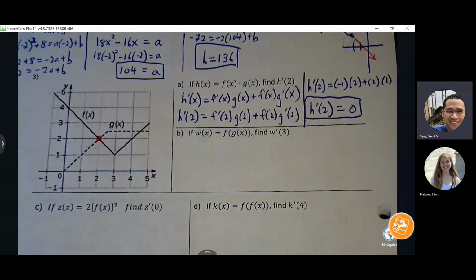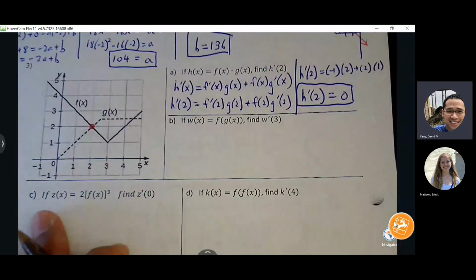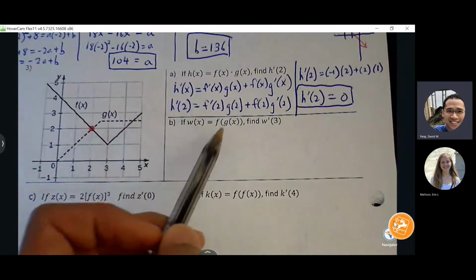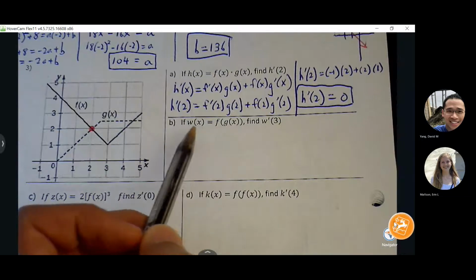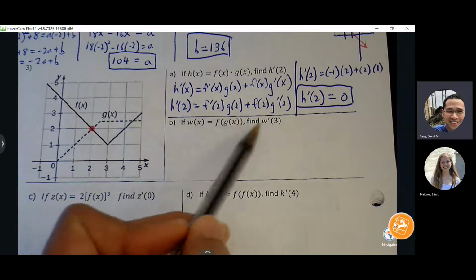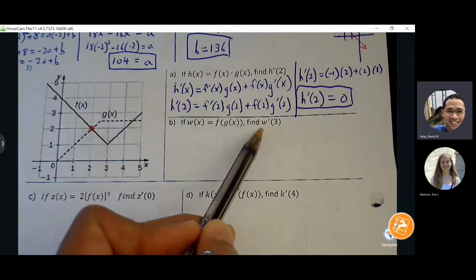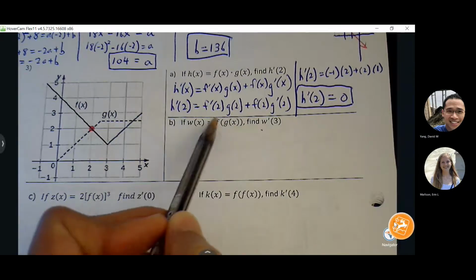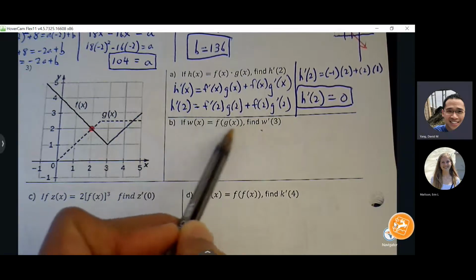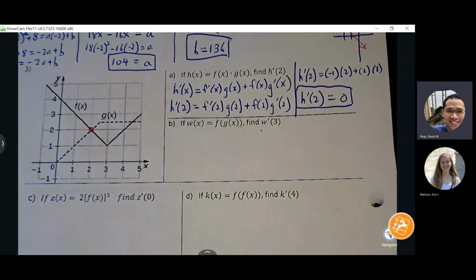Okay, part B, I think this is what gives students a little bit more trouble. W of x equals f of g of x. We want to find the derivative function first. But what's involved here? Is this also product rule? And chain. This is all just chain rule.